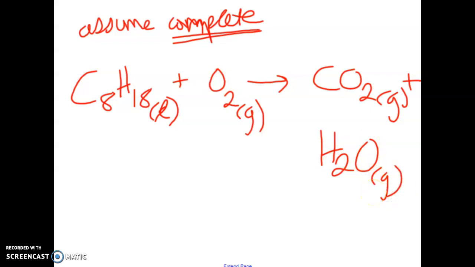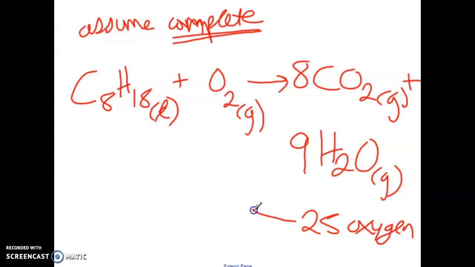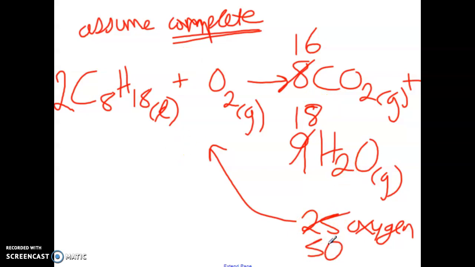All right, so let's balance this. Let's practice balancing. So we have 8 carbons, 18 hydrogens, which means we need a 9 in front of water to get 18. Let's look at our oxygen count: 8 times 2 is 16, 16 plus 9 is 25 oxygens. Uh-oh, it's an odd number. So hopefully you remember what to do when it's an odd number going in front of oxygen. We need to double everything. So we're going to double and double again. What that ends up being now is 50 oxygens, which makes us put a 25 in front of O2.